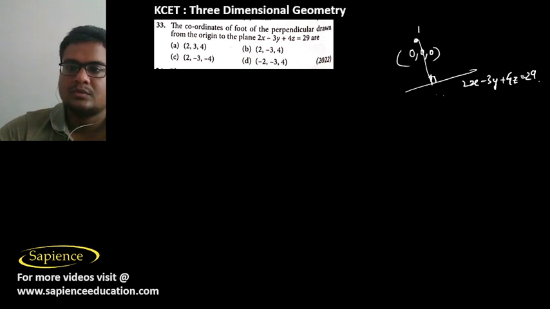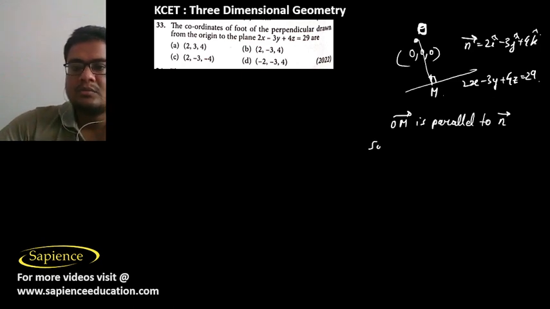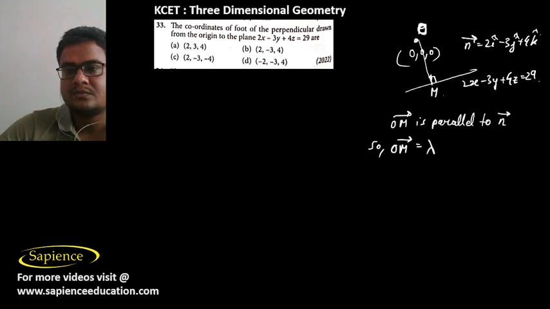So let this point be P, and O is the origin, and M is the foot of the perpendicular on this plane. It means that OM vector is parallel to the normal vector to this plane, where the normal vector will be 2i cap minus 3j cap plus 4k cap. So OM vector is equal to some lambda times n vector.